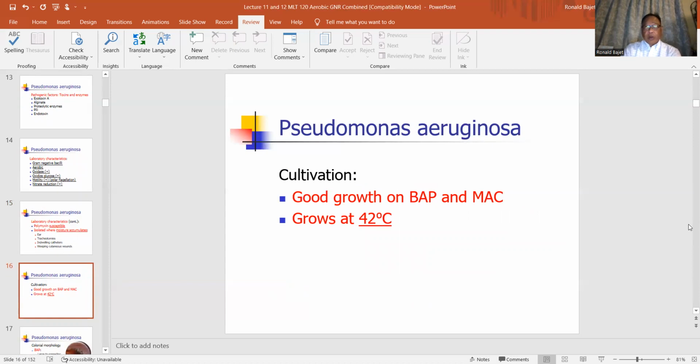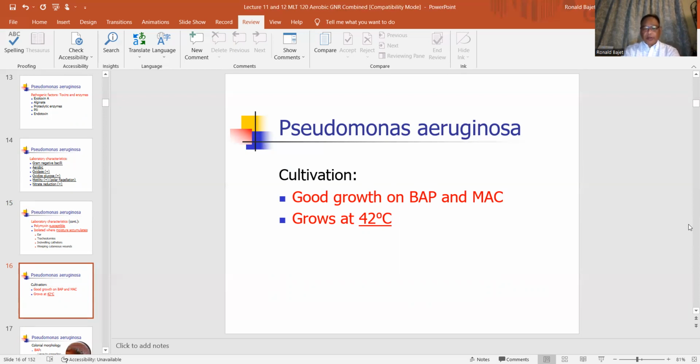Pseudomonas aeruginosa likes to grow at 42 degrees. You need to distinguish that from Campylobacter, because Campylobacter also grows at 42 degrees. The way you can distinguish between them is the gram stain. Campylobacter are thin gram-negative rods. Remember the gram-negative seagulls? Pseudomonas aeruginosa are fatter gram-negative rods. And also the smell: Pseudomonas aeruginosa has that fruity odor, and Campylobacter doesn't.